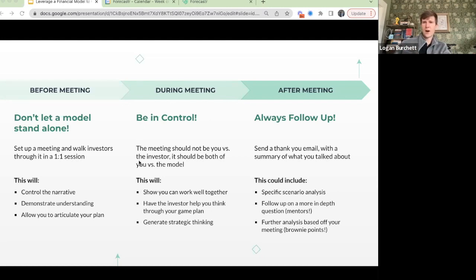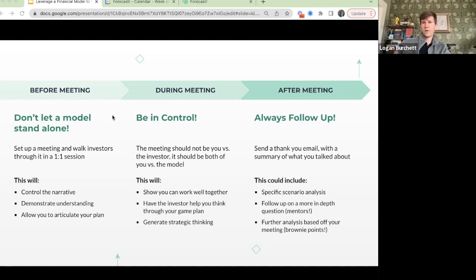We already talked about how a financial model is a simulation of your business. So if you show that you understand your model, you're showing that you understand your business. Those two really directly translate to one another. But most importantly, it allows you to control the narrative.